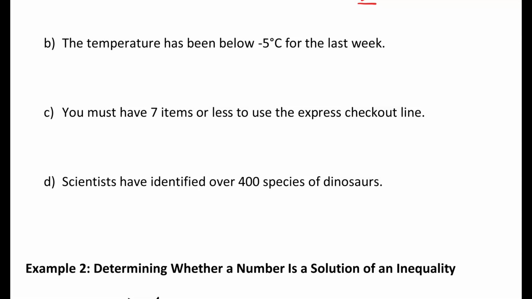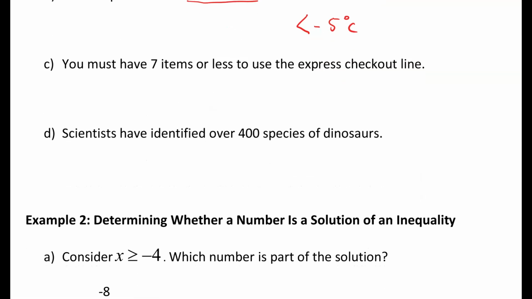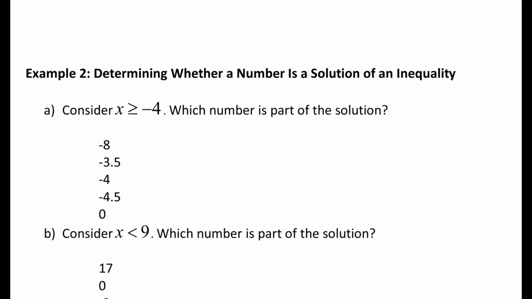B says the temperature has been below -5 degrees Celsius for the last week. So -5 degrees Celsius is what we're working with, and it says it has been below -5. So that means it's opening up towards, because it's been less than -5, but we would not put the underline because it's not equal to, it's been below -5, not equal to -5. Now for C and D, I'm going to leave for you to complete. Please check the OneNote once you've done them to make sure you've done them correctly.